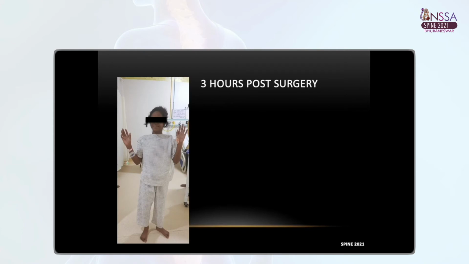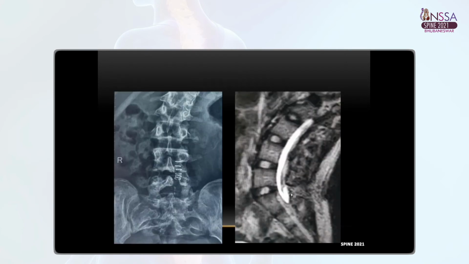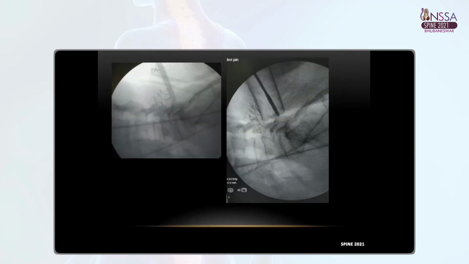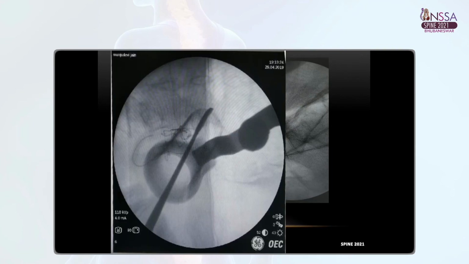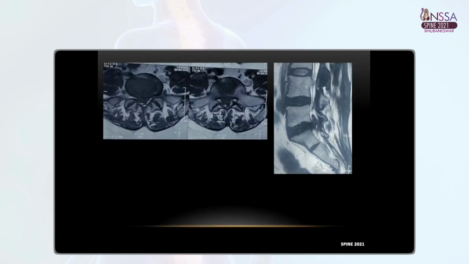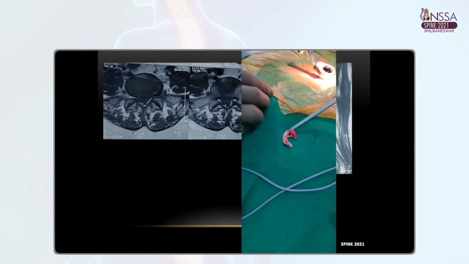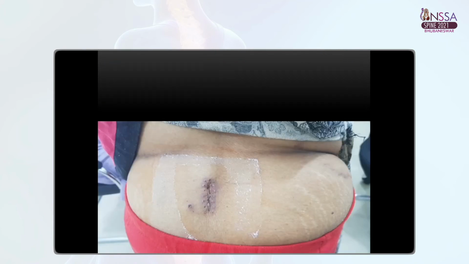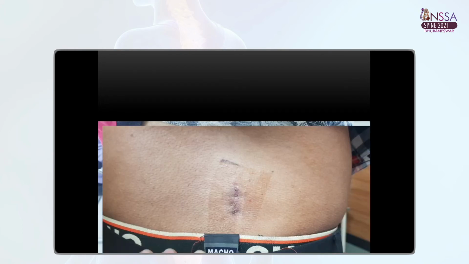The child is mobilized very soon after surgery, and we can see that on this X-ray and on the MRI there is adequate detethering done and a very small laminotomy was done. The EasyGo system is even better because both hands can be used for the surgery. This is typically a microendoscopic discectomy that can be seen with a nice discectomy done and a scar after a few weeks of surgery.